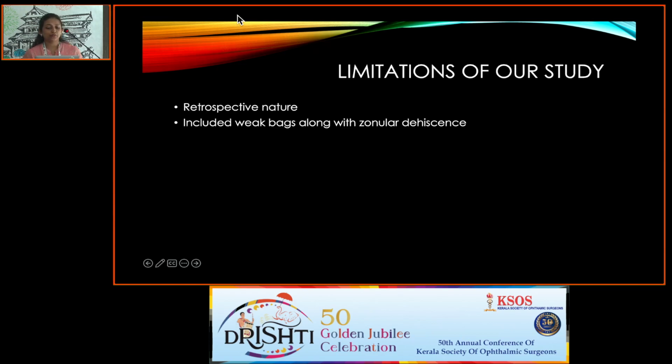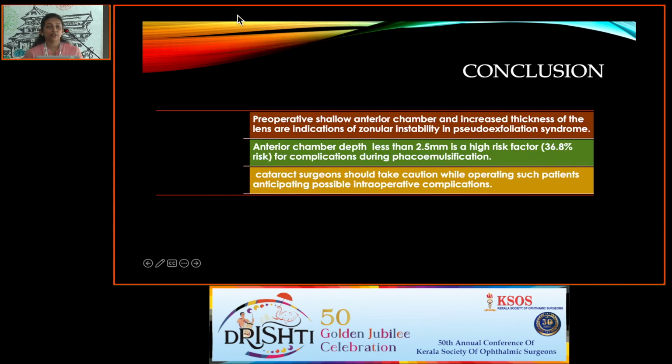The limitations of our study are its retrospective nature, and we included the weak bags along with the zonular dehiscence. To conclude, preoperative shallow anterior chamber and increased lens thickness are indications of zonular instability in pseudoexfoliation syndrome. Anterior chamber depth of less than 2.5 millimeter is a high risk factor for complications during phacoemulsification. And cataract surgeons should take caution while operating on such patients, anticipating possible intraoperative complications.